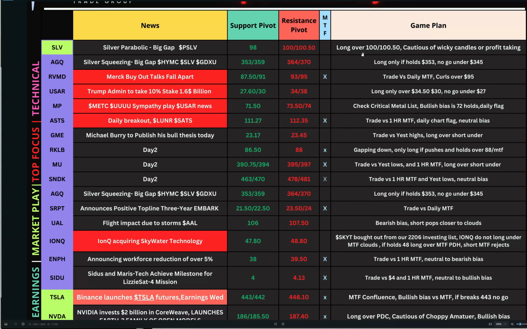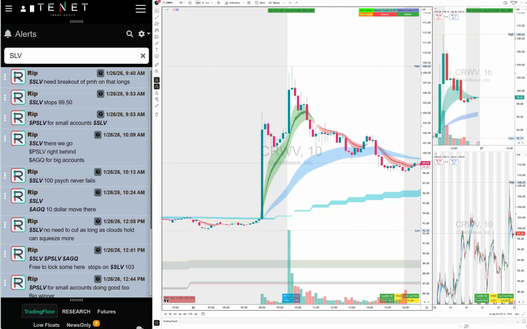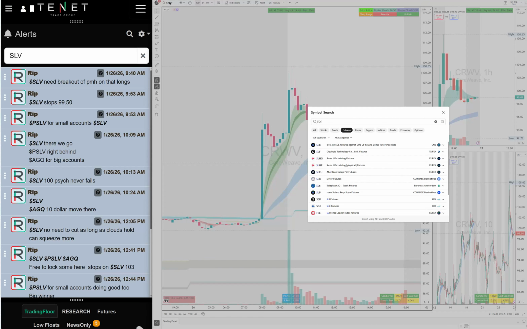Silver parabolic long over 100 on the silver ETF. You could also trade a leverage ETF called PSLV. So look carefully at this game plan. That was the game plan given in the pre-market. Now AGQ is a leverage ETF which moves faster but moves with the silver. So the plan was to long over 353, no go under 345. So how did we do it?